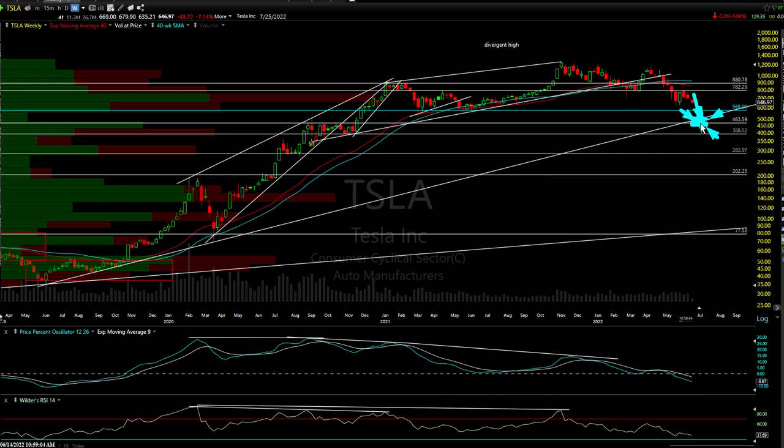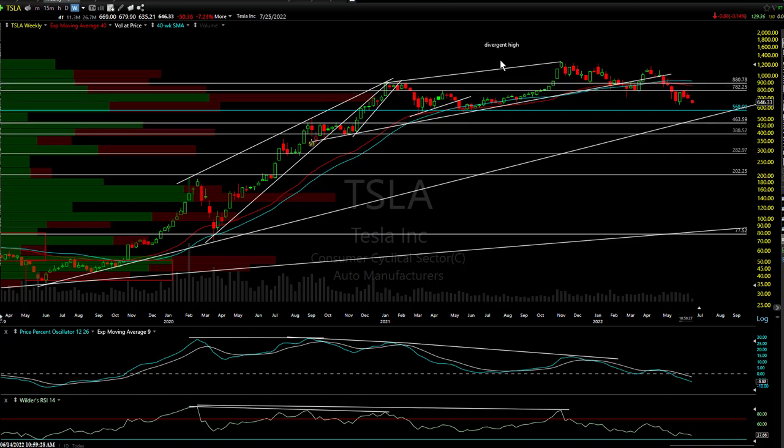And just like Amazon, I didn't guarantee you it would hold that support, but I guaranteed you it was one of the best RRs I've seen in a while, meaning you buy it at that support with a stop somewhat below it, 5-6%. You can run a tight stop, but I'd say something like that. If you're shooting for a 25-30% bounce, you can easily use a 5-6% or more stop loss.